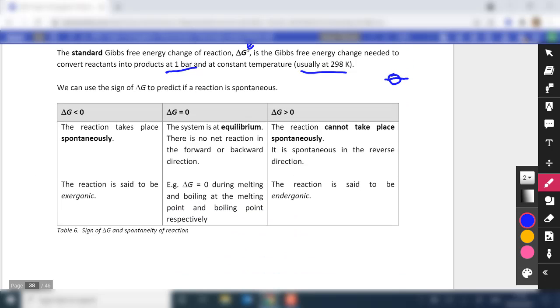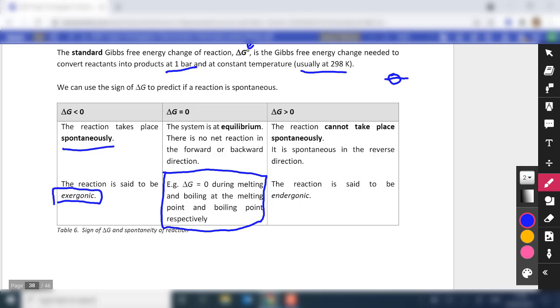So yes, we use delta G to predict if a reaction is spontaneous. If delta G is less than 0, the reaction takes place spontaneously, and the reaction is said to be exergonic. Important term: delta G equal to 0 is equilibrium, so it doesn't favor the forward or backward reaction. Usually during melting and boiling, delta G is 0, so maybe you want to take note of this as well. Delta G greater than 0 is not a spontaneous process, but the reverse will be spontaneous. So we say that the reaction is endergonic. Good to know these terms as well.